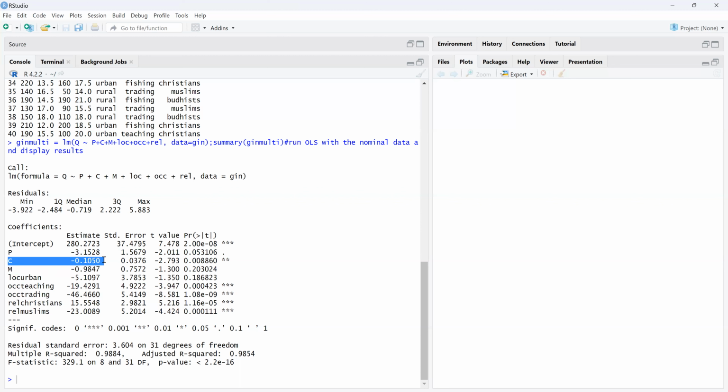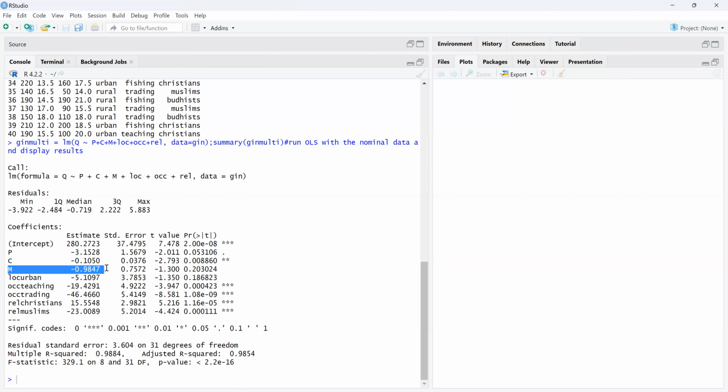Remember, we are changing it. We are increasing or decreasing. That's why we said a 1 unit increase in the complement price of gin will reduce the quantity demanded of gin by 0.11 unit. And this is significant at 1%. The same way you can interpret the income of the people.